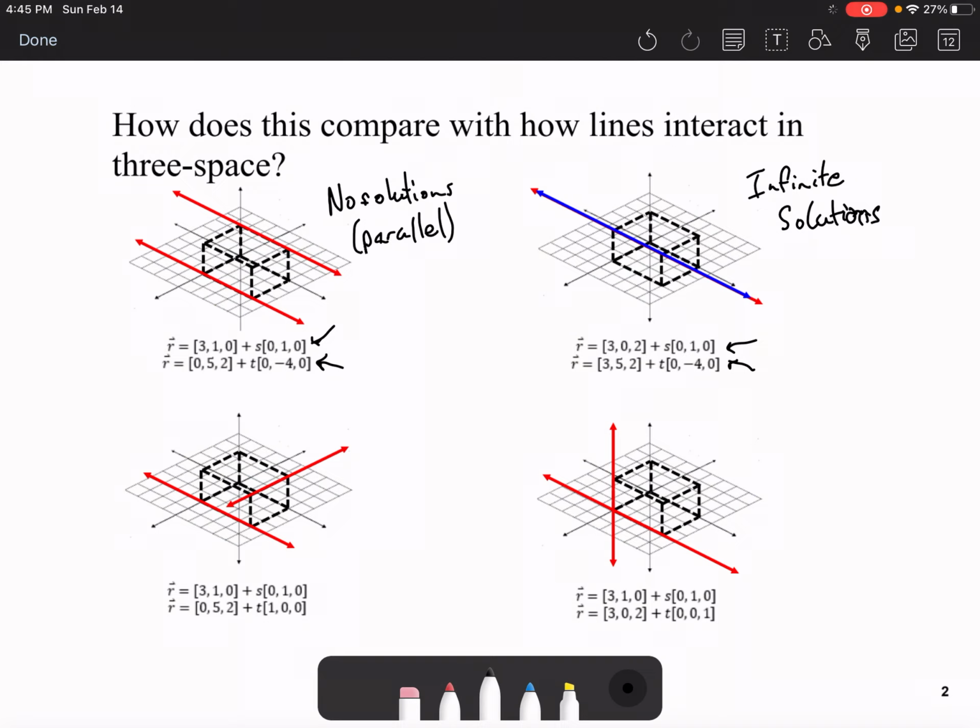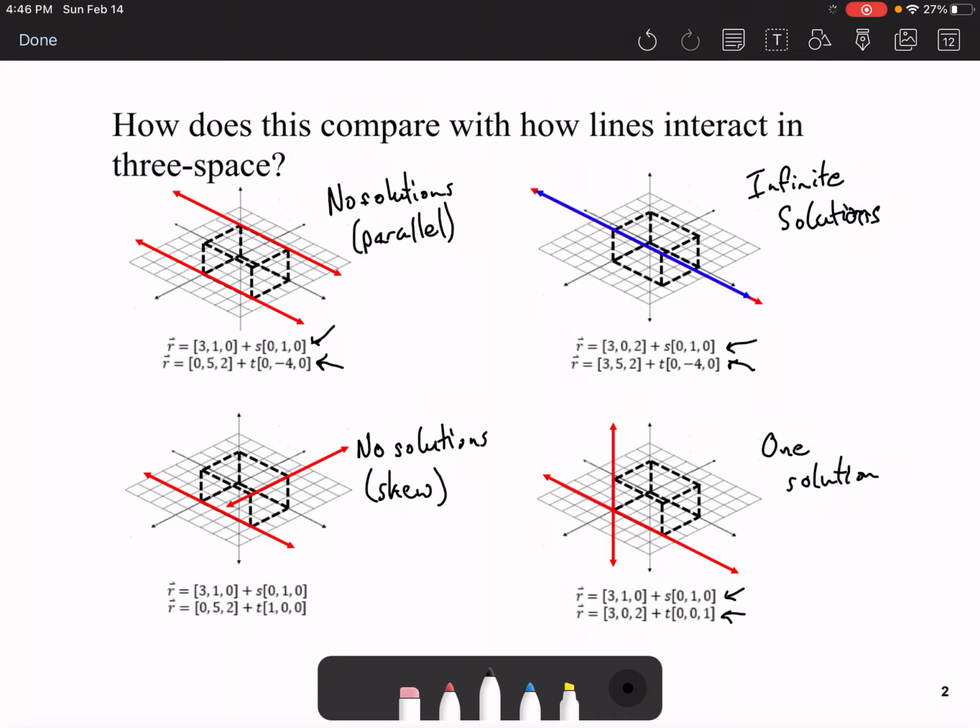There's also the possibility you can have one solution when the 2 lines actually intersect at a point. Here you'll notice the directions turn out to be actually totally different from each other. There's also the possibility you could have no solutions when you have 2 lines that actually are not parallel but also still do not intersect. These are called skew lines.